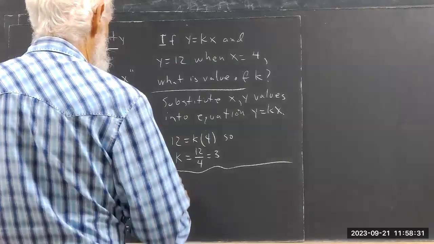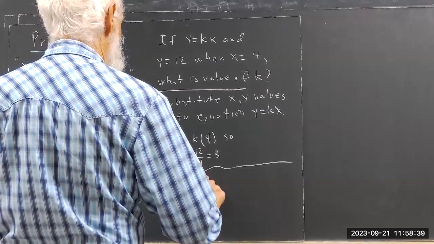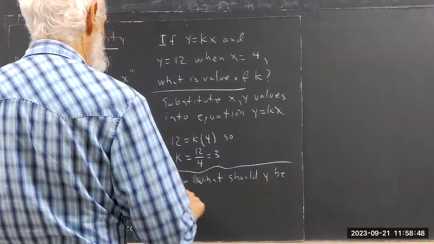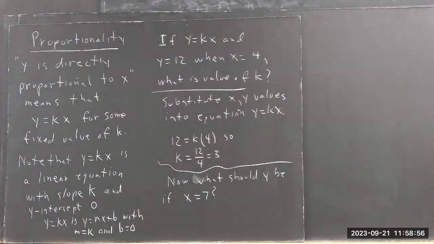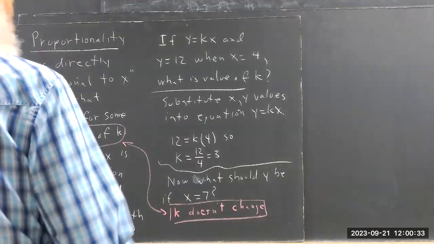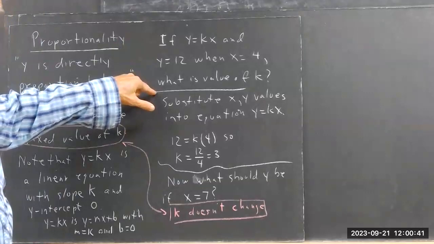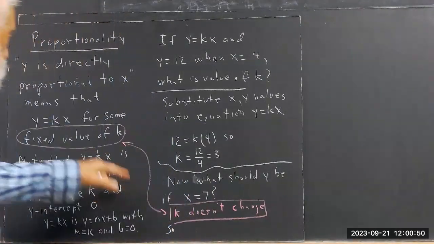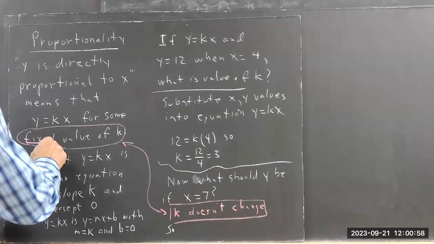Okay, now, what should y be if x equals 7? So what we can do, okay, now, I've just written it down. The big deal here is that k doesn't change. You found it, so for whatever this situation is, that's what k always is. And why doesn't k change in terms of the definition? We said y equals kx for some fixed value of k. Underline fixed value.